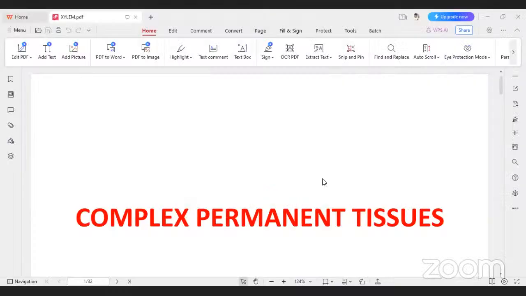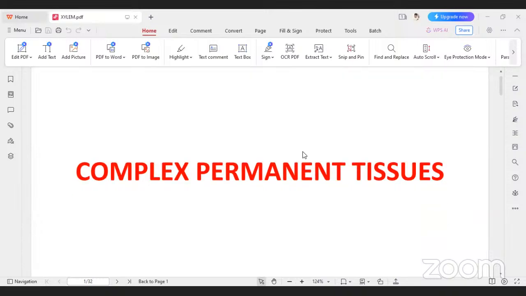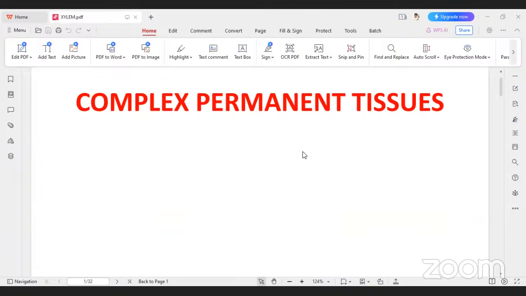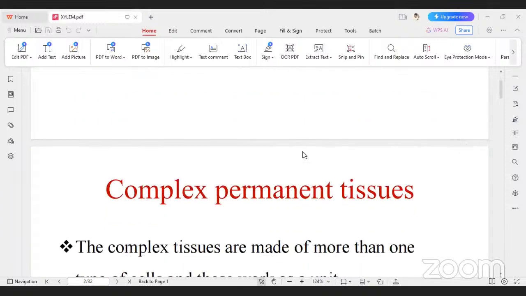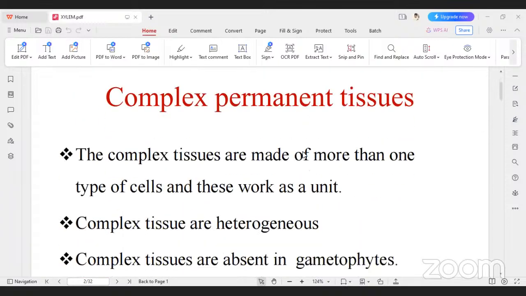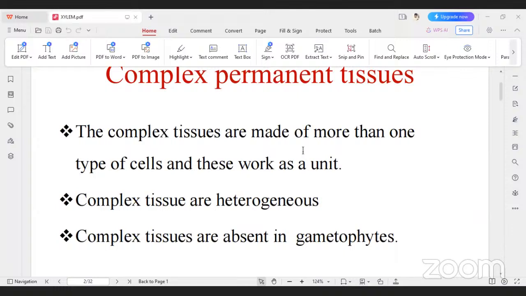The unique function of xylem is to transport water and minerals, and it also gives support to the plant body. So these are the functions. Now, are you able to see the complex permanent tissue slide? Yes, sir. Is it clear? Yes, sir.